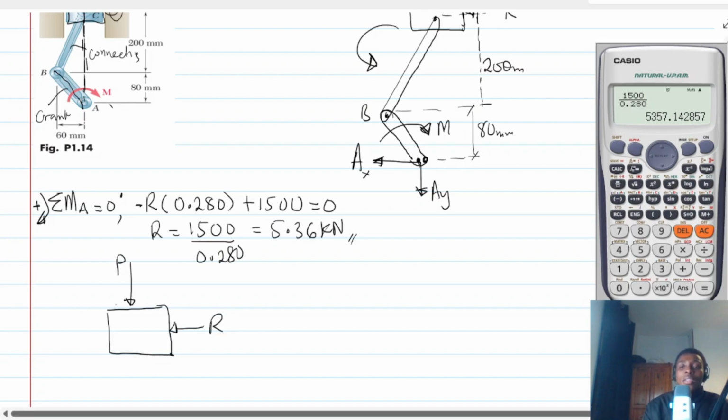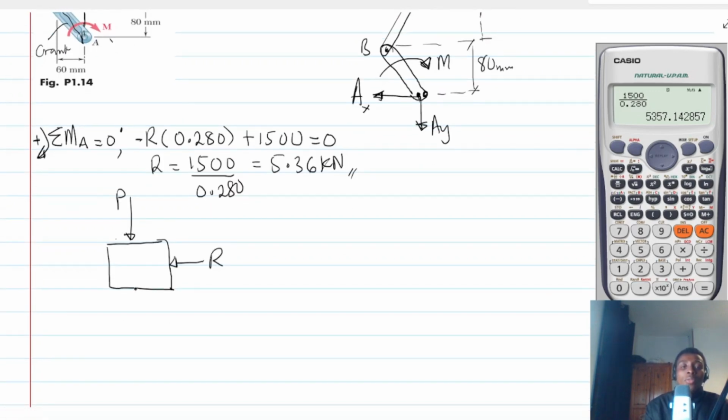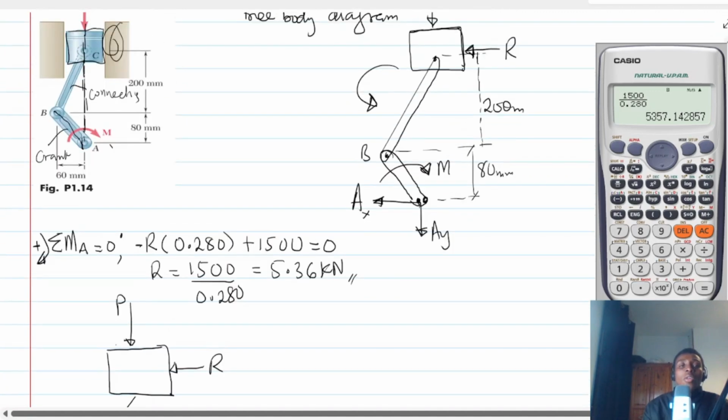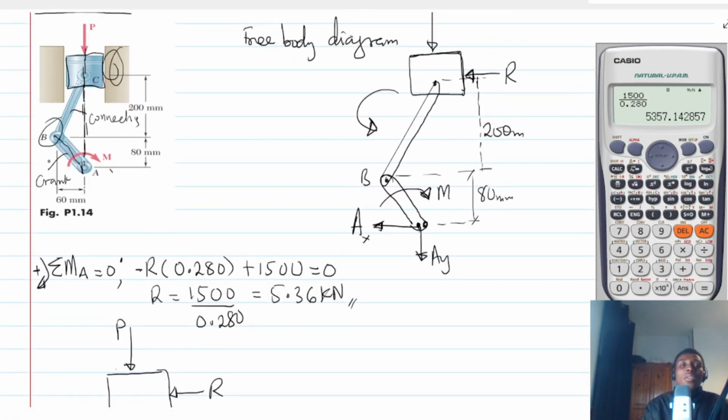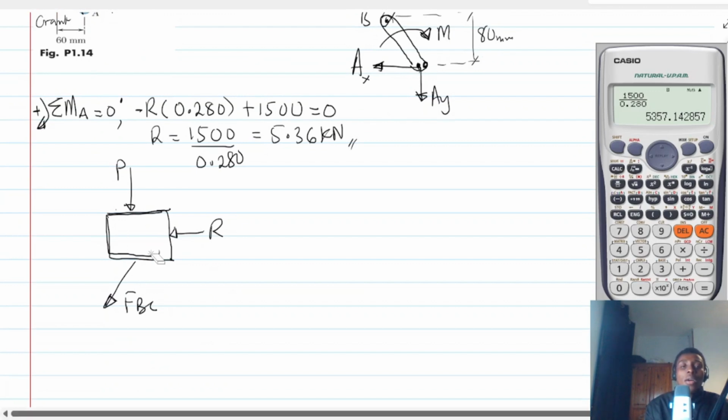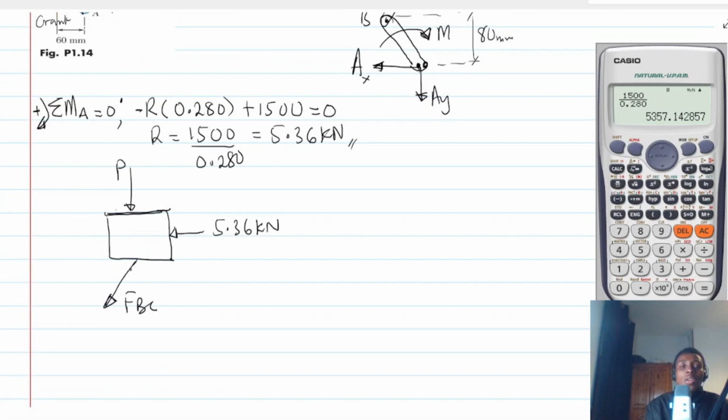And then there is going to be some sort of force FBC coming from the connecting rod, this one. Okay. So this free body diagram is actually looking at just the cylinder. But now I know R, so I can say that this one is 5.36 kilonewton.